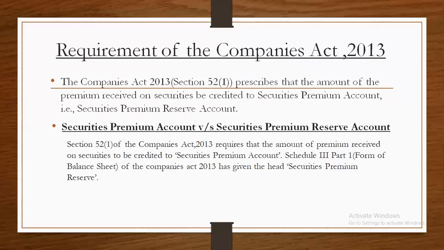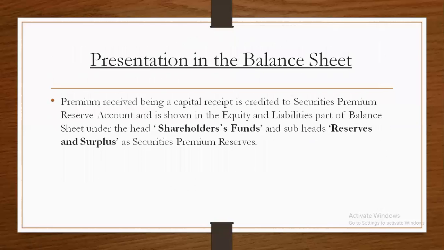So according to Section 52(1) of the Companies Act 2013, the amount of premium received on securities is to be credited to security premium account or security premium reserve account, as per Schedule 3 Part 1 of the Companies Act 2013 in the balance sheet. Next is where this premium received will be shown in the balance sheet.